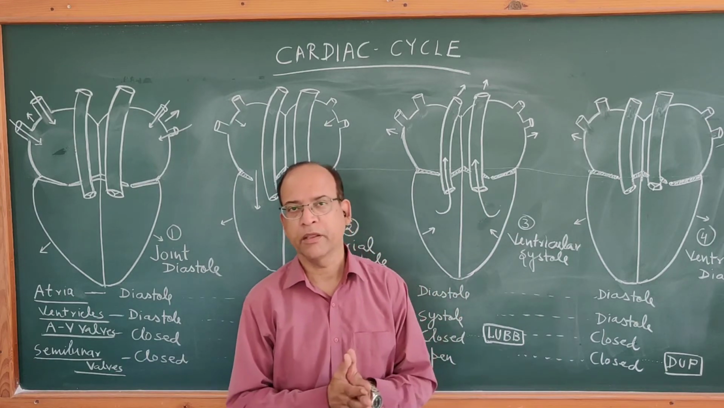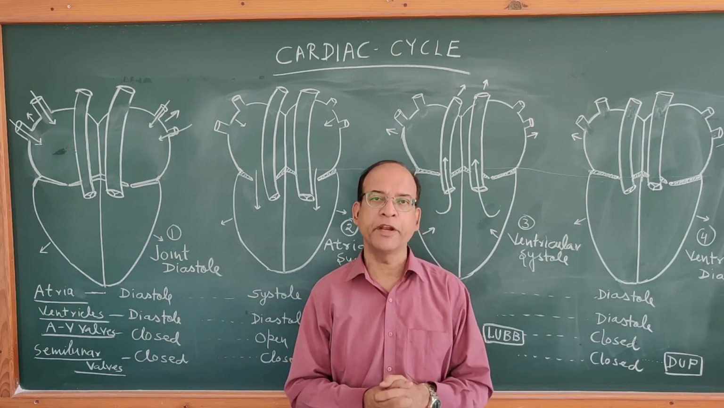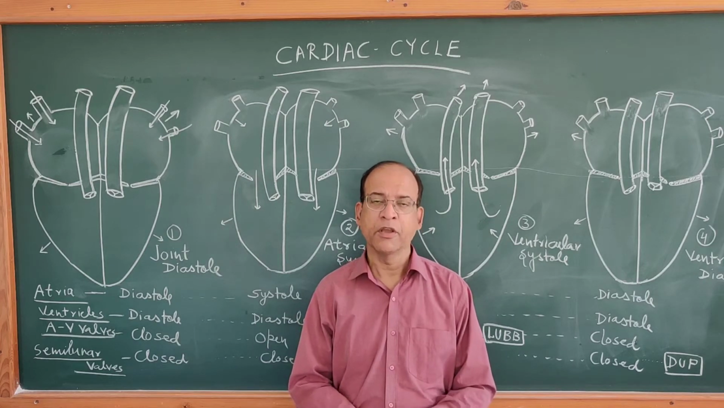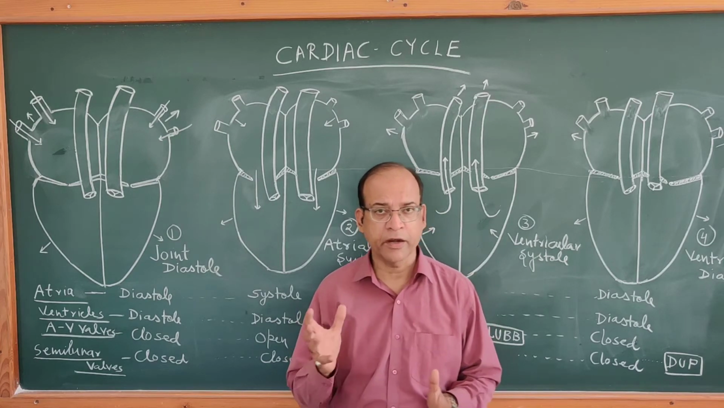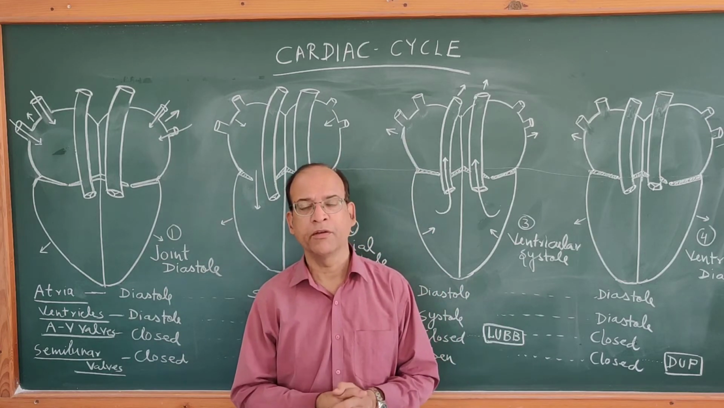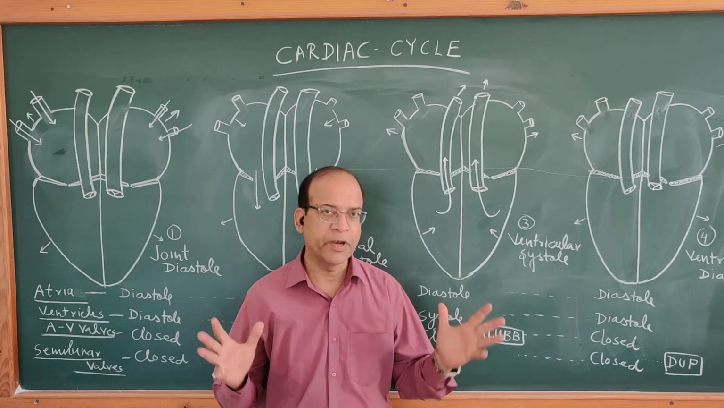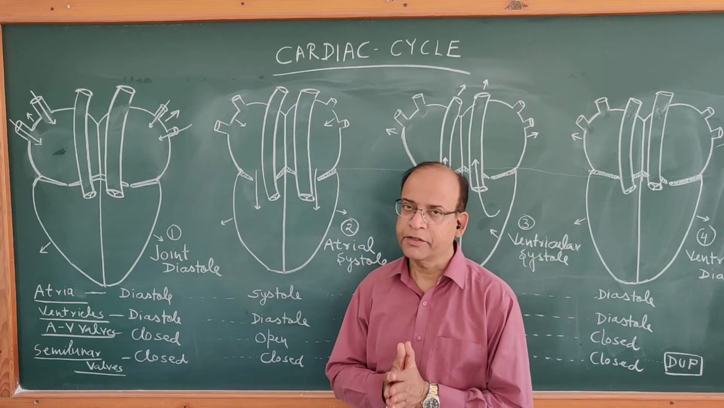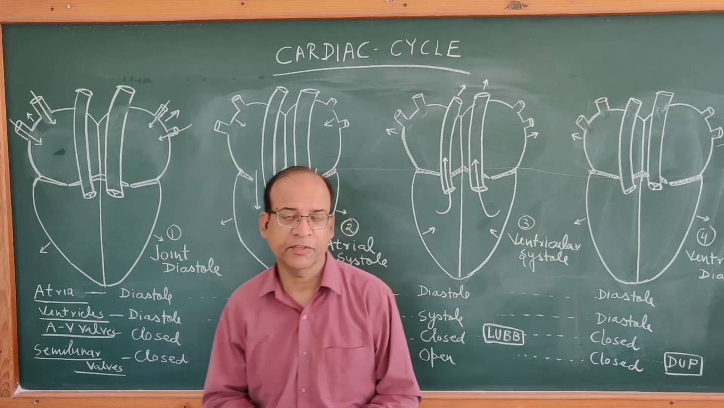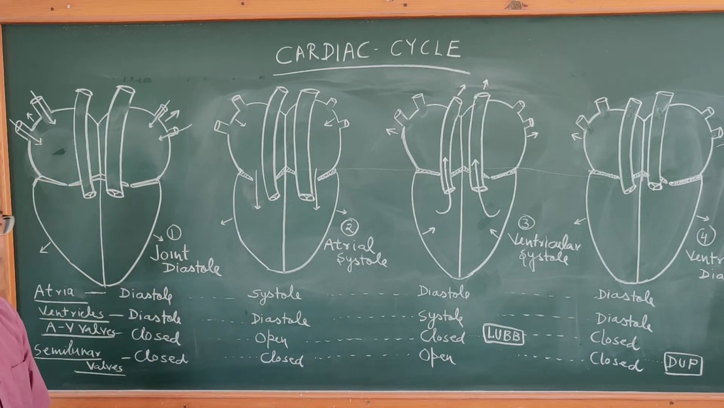Actually there are two types of processes in a heartbeat. One is contraction and another is relaxation: contraction of heart chambers and relaxation of heart chambers. Contraction is called systole, whereas relaxation is called diastole. The complete cardiac cycle is divisible into four phases. There are four steps. The first step in the cardiac cycle is joint diastole.